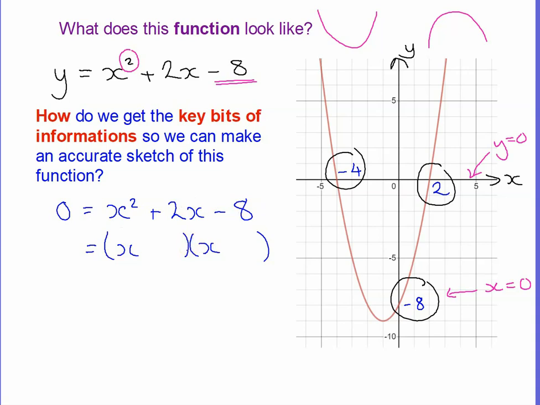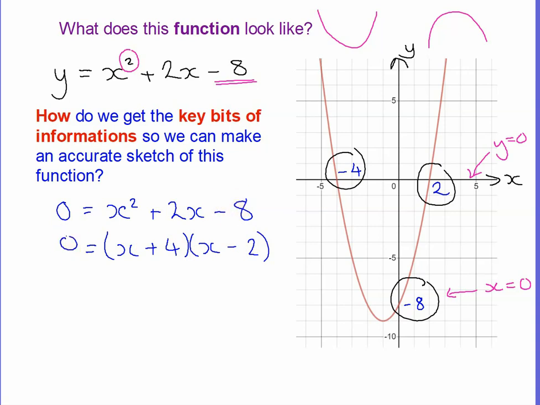I could give you single bracket ones of these, but because there's nothing common to all three terms, we know it's a double bracket problem. So the factors of 8 that make 2 are 4 and 2, and we do that by doing 4 take away 2. And if you look at these last terms, the signs are different, and they have to be different to have a product of minus 8.